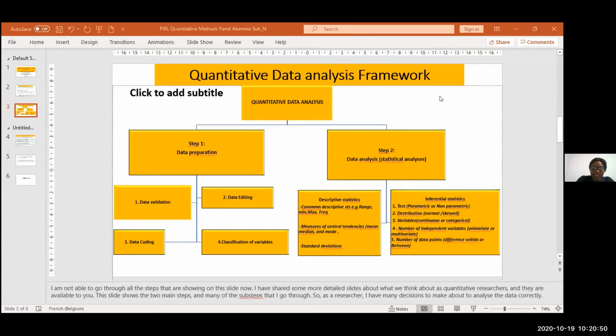And then the next thing is to classify the variables as dependent and independent variables, looking at the numbers of independent variables that we have in the study. And then we'll also check to see which of them are the outcome variables, whether they are categorical variables or continuous variables, all of which will guide step 2, which is the data analysis process.